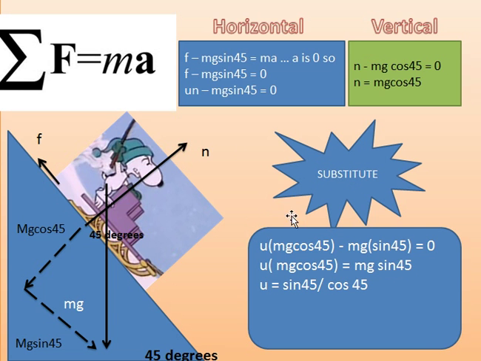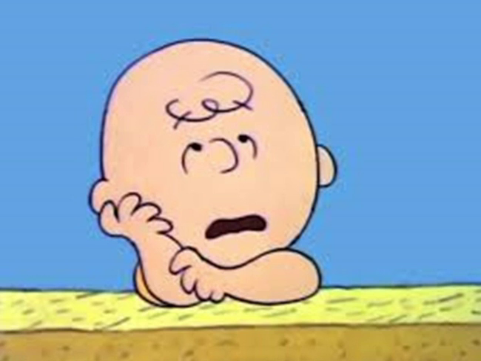Okay, so in this case what we have to do is substitute n of mg cosine 45 into this equation here, as I did below. And eventually, the cool thing about this is the masses should cancel out, so you don't even have to know how heavy Snoopy and his sled is. It is interesting. I know you're interested. Oh, Charlie Brown says thank you, narrator.